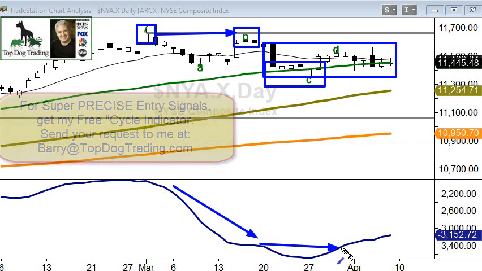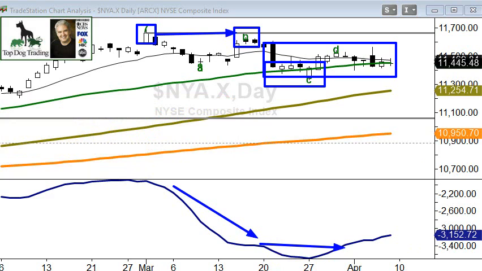And now look what happened. Well, now it started going back up again. So again, a warning that you cannot trade these signals by themselves. They are complementary. They are good. They show you what's happening kind of underneath the surface that may not be obvious.